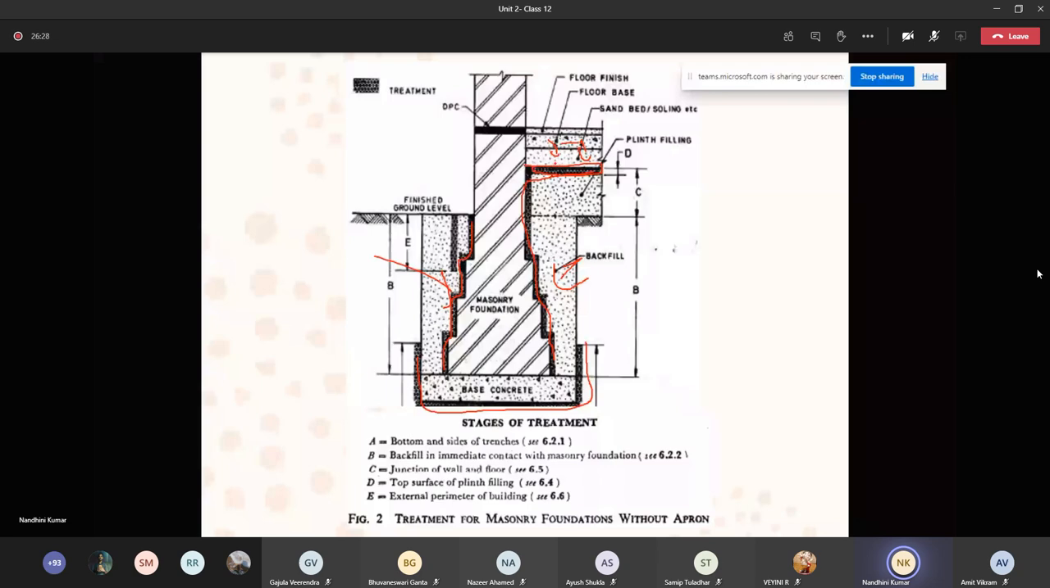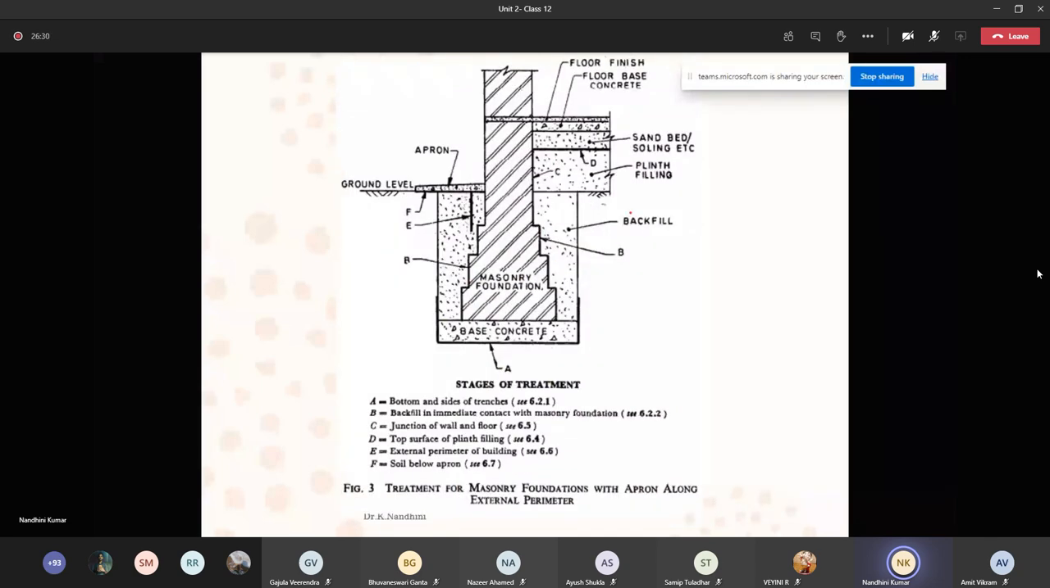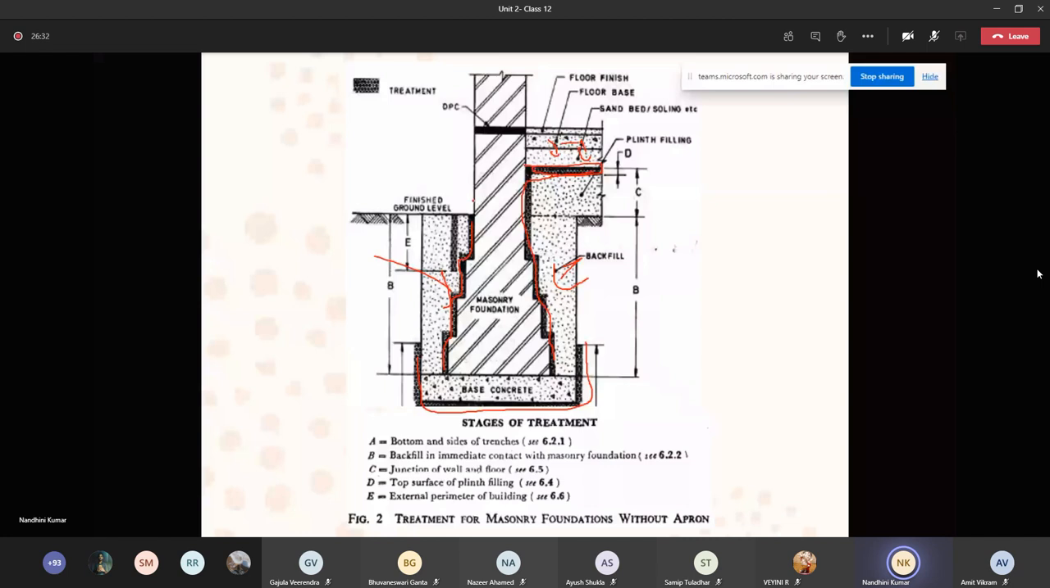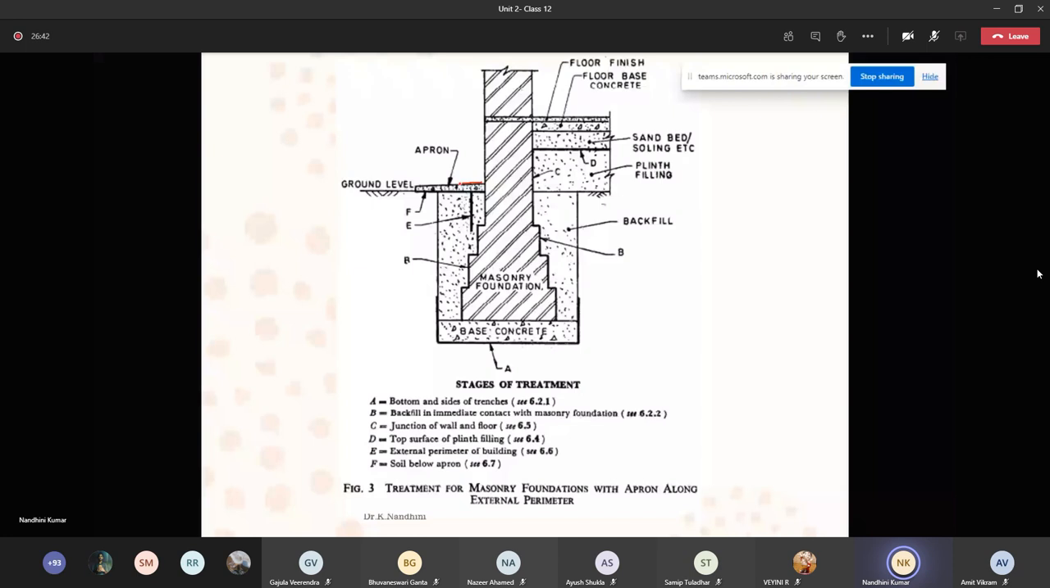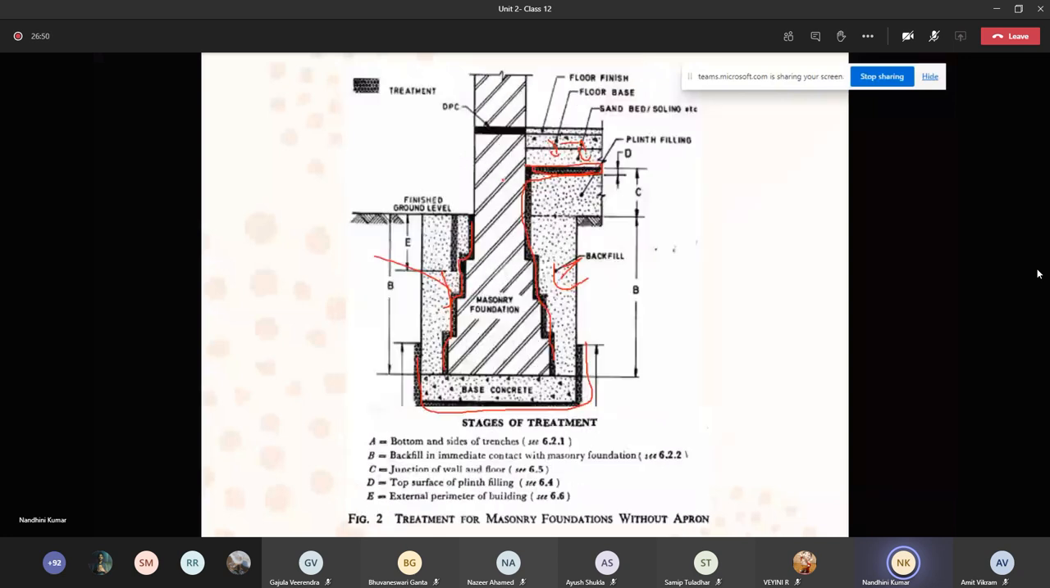Okay, here this structure is without an apron. Apron is nothing but the external cover that you provide. Here you can see the presence of an apron. That is a concrete layer you provide in order to prevent the growth of access. But here it is open. So this type of open structure without an apron may lead to the penetration of termites on the outer surfaces.